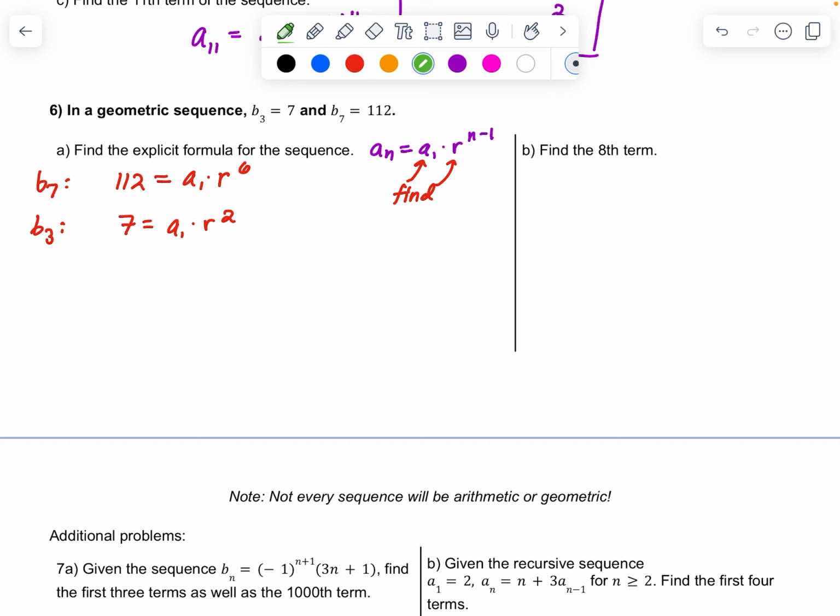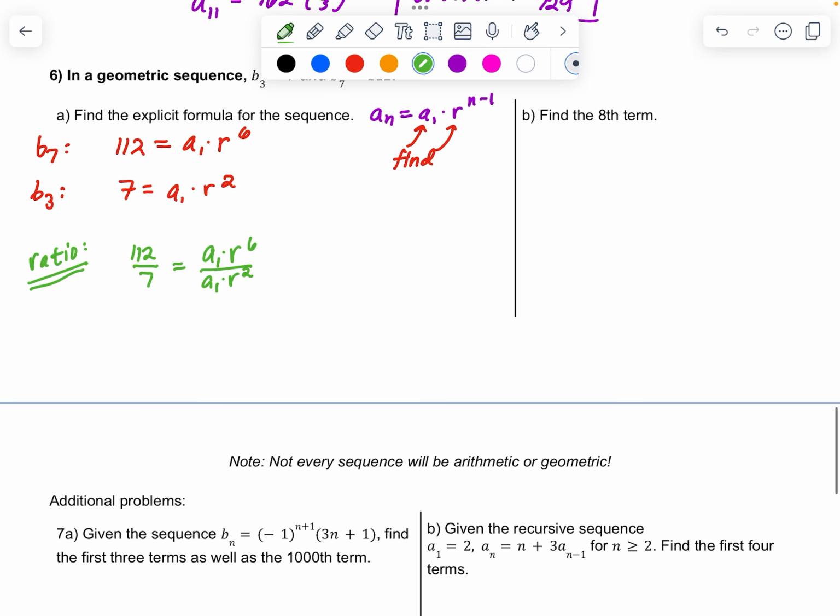So for this one, instead of doing elimination with this system, because we're trying to find the first term and the common ratio to write the explicit formula and we don't know them, I'm going to create a system, and I'm going to solve it by setting up a ratio. So I'm going to put the bigger one on top, 112 over 7, and set that equal to our equation. So we're kind of creating a ratio with the two sides. So our a sub 1's cancel. I get 16 when I do 112 divided by 7. R to the 6th divided by r squared is r to the 4th. And when I fourth root both sides, I actually do get plus or minus 2 for r. So we have two possible common ratios.